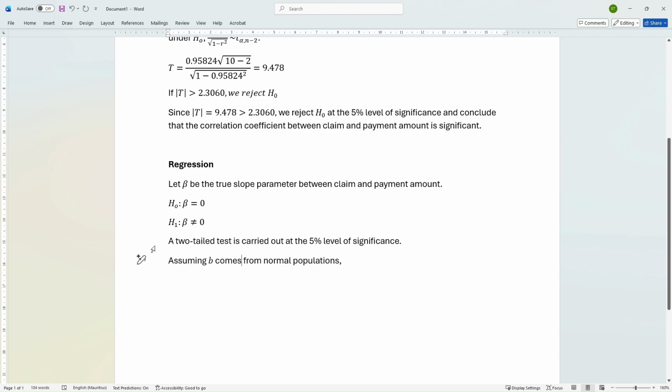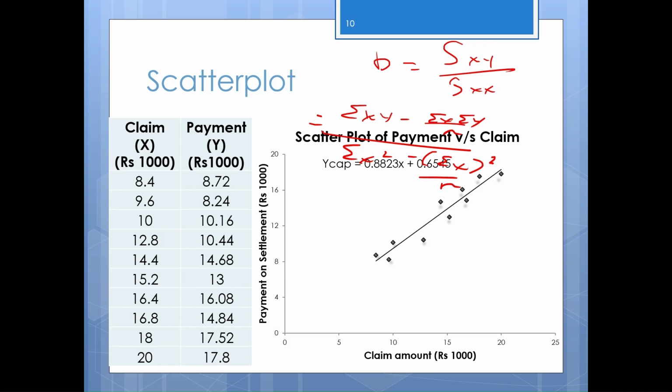Okay, assuming that b comes from a normal population, again we will write down under H0. This is the usual. Under H0, we need to write down the distribution of our test statistic. Now, the distribution of our test statistic is what? So let me go there. When it comes to the test statistic, obviously it will be the value of b minus beta, but under H0 beta is equal to 0. So we have to divide by the standard error of b. Now, what is the standard error of b?